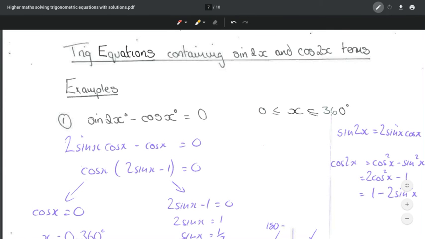Welcome back to Solving Trigonometric Equations, Lesson 3, Part A. So, solving trig equations containing sine 2x and cosine 2x terms.